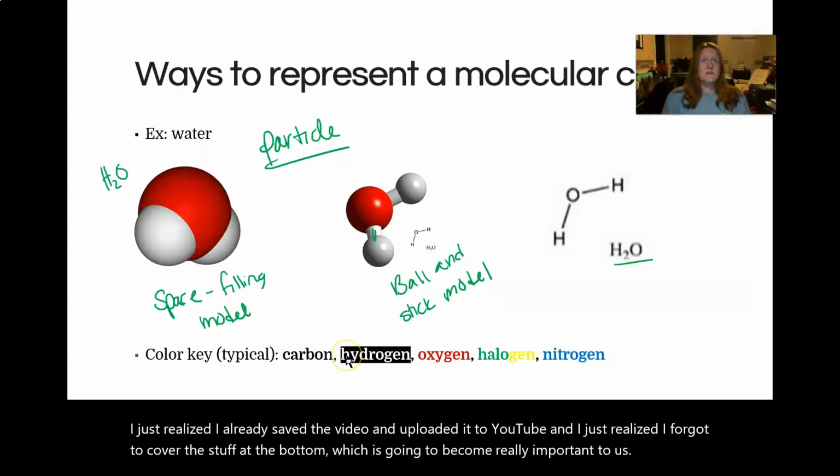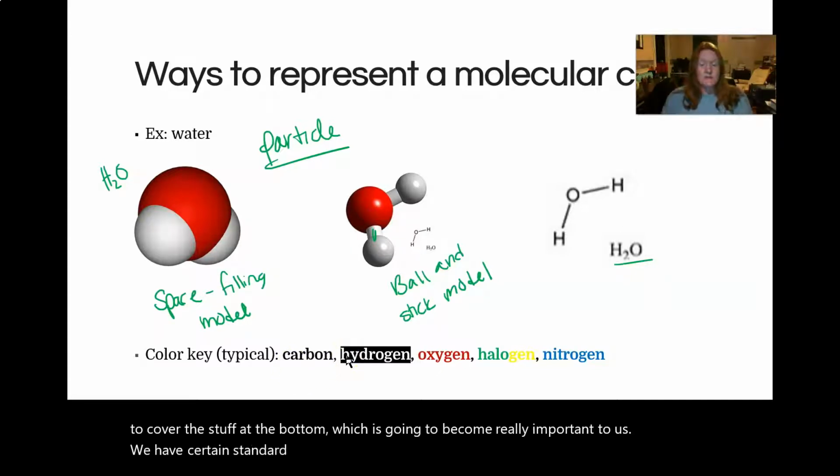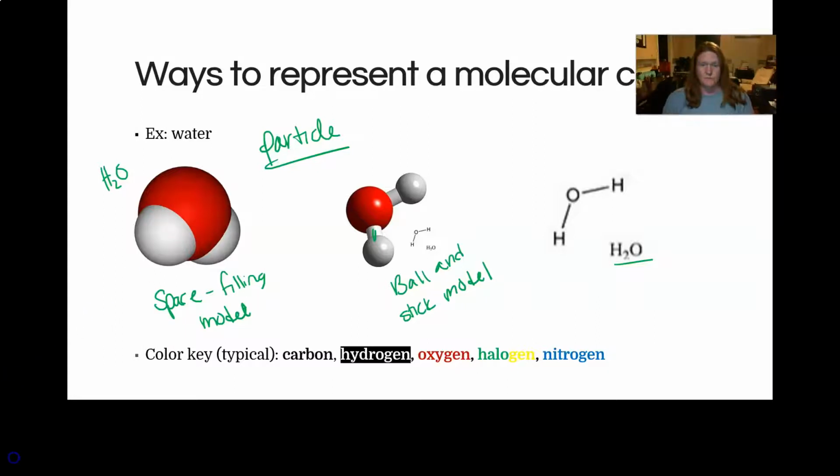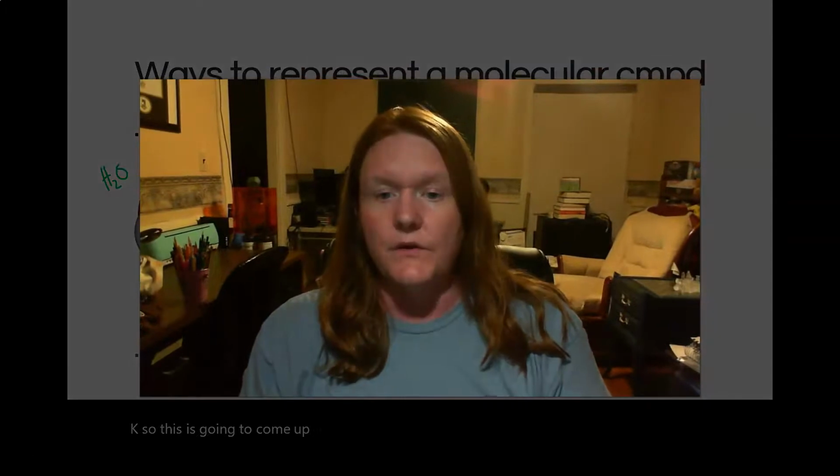We have certain standard ways to represent different atoms by color. So red, like in this picture, always means oxygen. White means hydrogen. So H2O is shown as 1 oxygen and 2 hydrogens, just like so. This is going to come up when we do an experiment later in the semester.